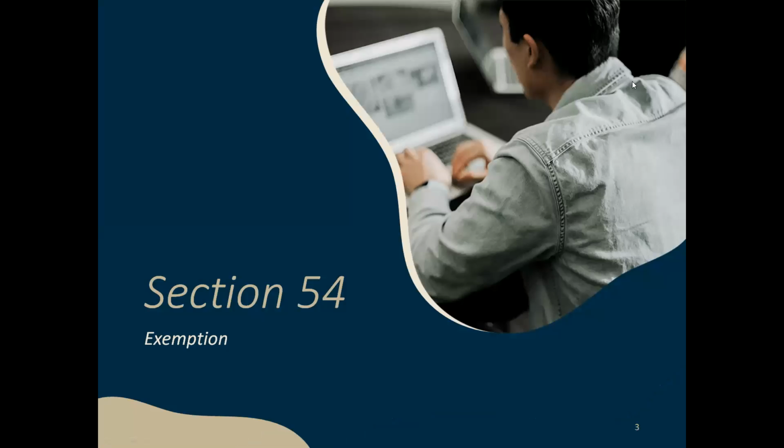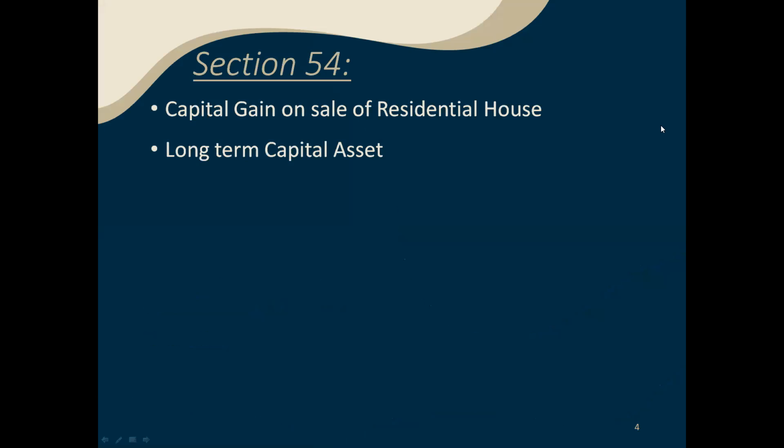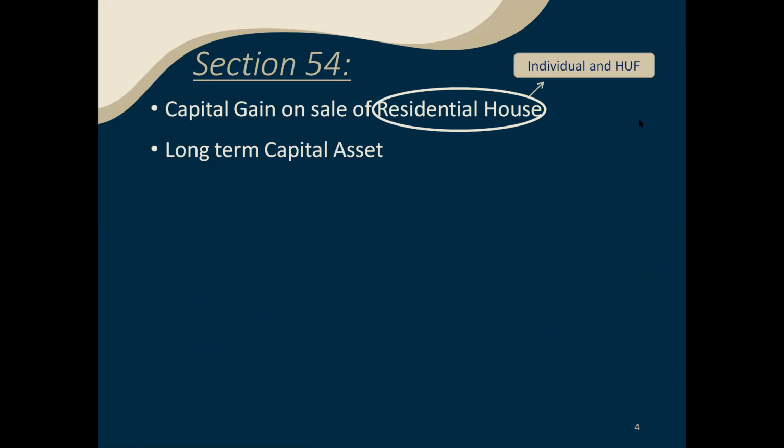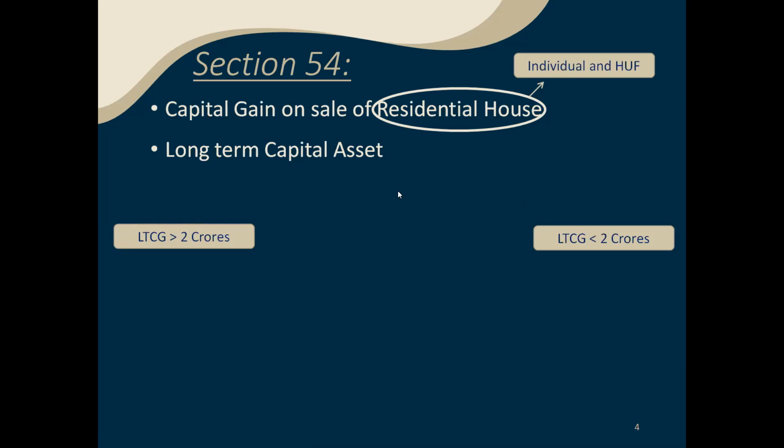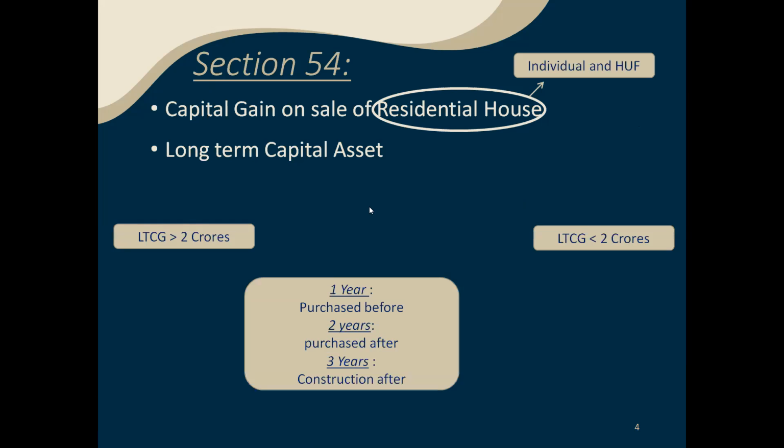Next is the series of section 54 exemptions. First is section 54. Section 54 is on sale of residential house and it should be a long-term capital asset. It is available only for individual and HUF. So section 54 is where you have invested the proceeds of sale of a residential house in a residential house. What are the further conditions applicable on this? Take two categories now: long-term capital gain of more than 2 crores and long-term capital gain of less than 2 crores. We have time limits available for investment.